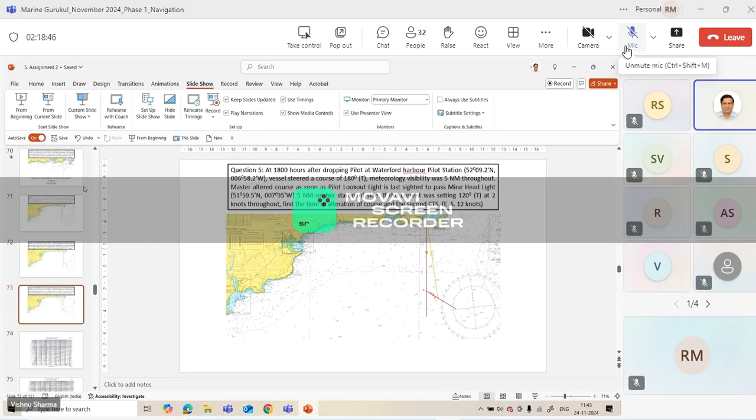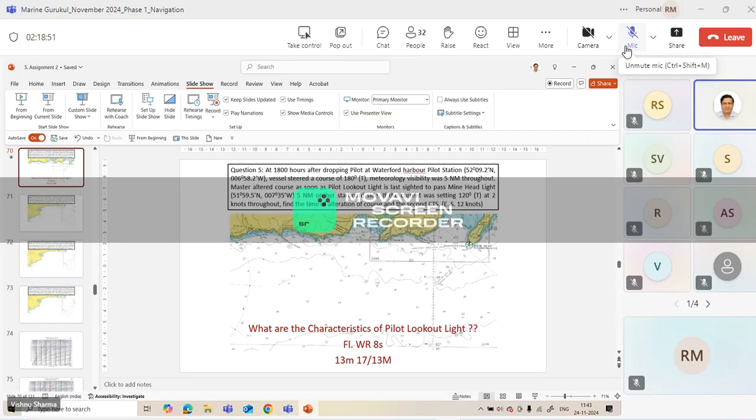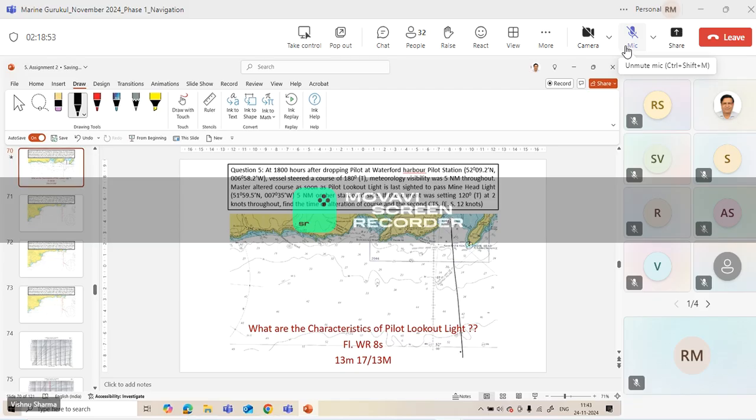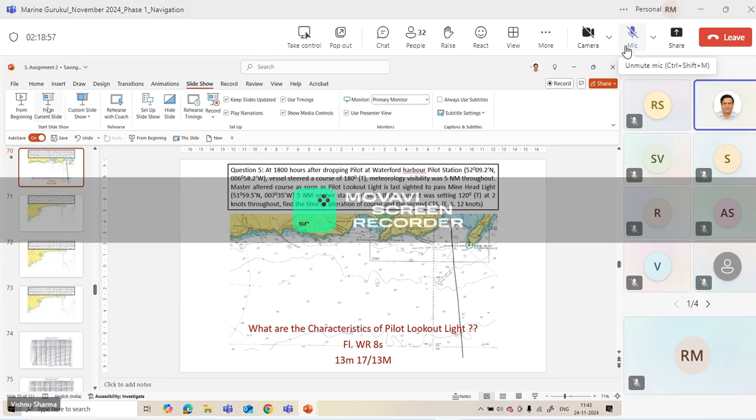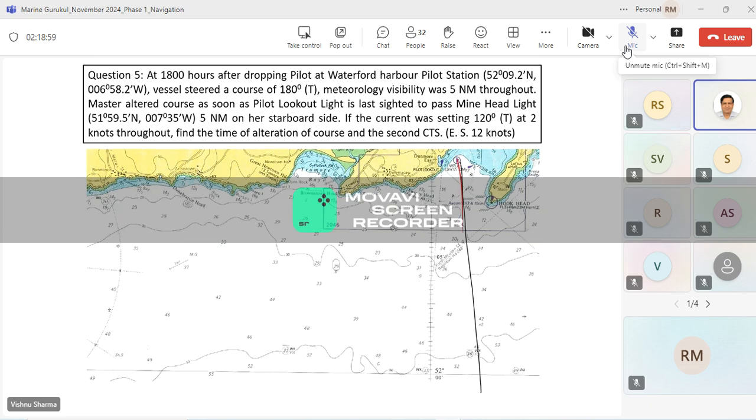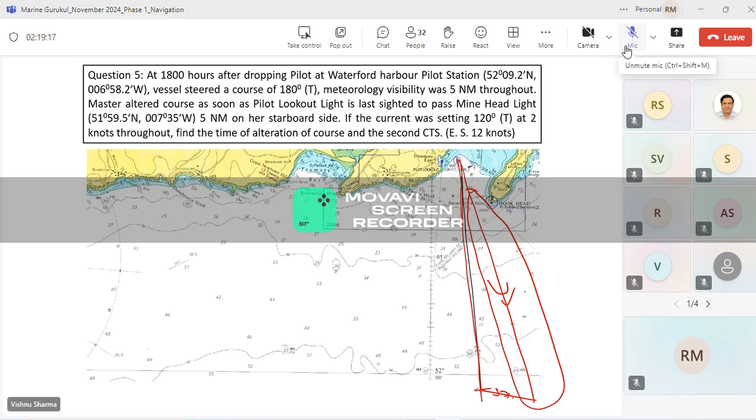You see, somebody was saying zoom. If I zoom here, then this is the CTS. Let me go on the slideshow on this one. If this is the CTS and I cut off and then apply the current, this will be my course made good. In which sector is it coming? Don't you think it's coming in the red sector from here onwards? This is all red. Yes or no? Is it clear now? Yes, sir. Correct, guys?